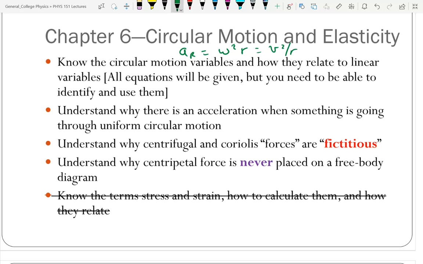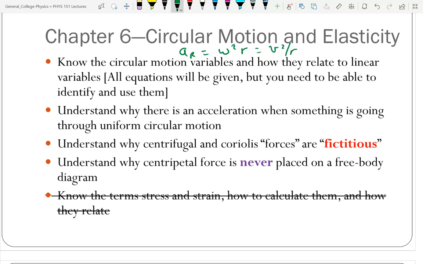Centrifugal is not a term that I use in this class for the simple reason that it's a fictitious force. Centrifugal means pulling away from the center. If I have my little bob that I swing around my head, it's very easy to say, oh yes, that bob is pulling away from the center so that I have this string pulling outward on my hand. But that is actually an incorrect explanation.